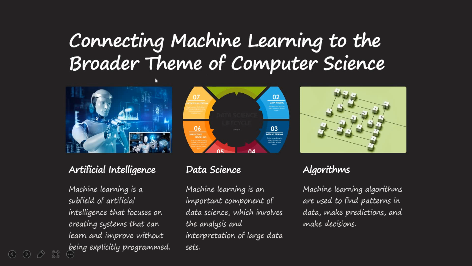Further is connecting machine learning to the broader theme of computer science. When we are talking about the connection of machine learning, there are three examples given here. The first one is artificial intelligence. We all know that machine learning is a subfield of AI that focuses on creating systems that can learn and improve without being explicitly programmed. That is the definition of machine learning.